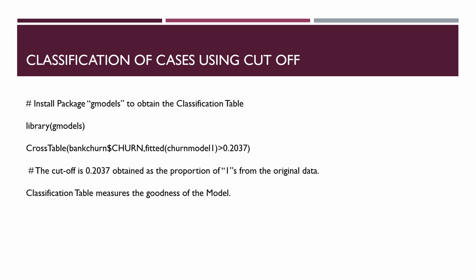Let us see how to obtain classification table using R. To obtain the classification table, we install the package gmodels. Then use the library gmodels. The function cross table applied on the target variable churn and the predicted probabilities using the cutoff 0.2037 in this case. Now this cutoff 0.2037 is obtained as the proportion of ones which are present under the target variable churn in the original data. Classification table measures the goodness of the model.